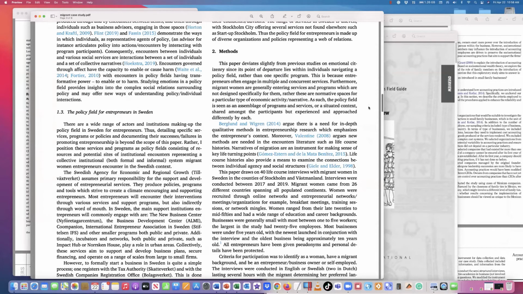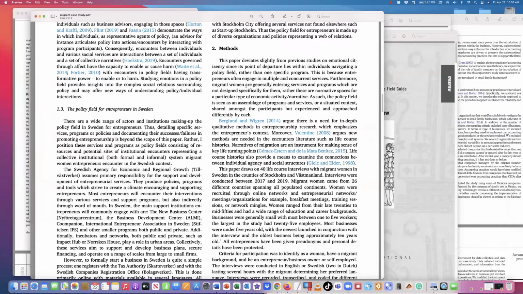Okay, so this one is a qualitative research, but I don't think it's a case study. Let's look at it. Because you are looking at migrant women and what they are going through. Boateng and Wigan argue that there's a need for in-depth qualitative method for entrepreneurship which emphasizes the entrepreneurial context. Remember context. Valentine 2008 argues that new methods are needed in the encounters literature, such as life course histories. Life course history. Where are we going to? Are we going to phenomenology?